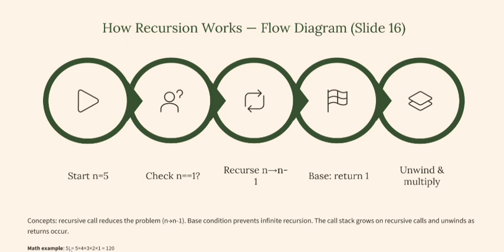Mathematically, 5 into 4, and 4 is equal to 4 into 3, 3 is equal to 3 into 2, 2 is equal to 2 into 1, 1 is equal to 1 into 1. The problem becomes smaller at every step. This is why factorial is a common example of recursion.